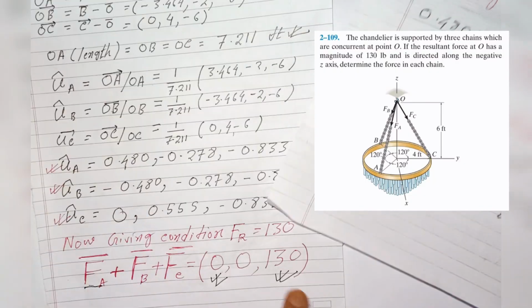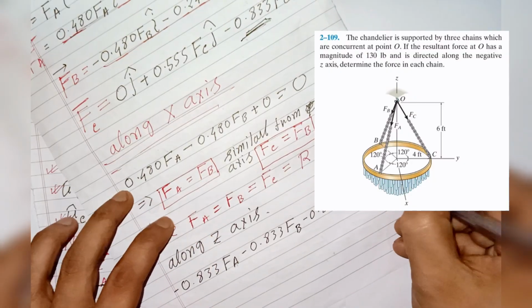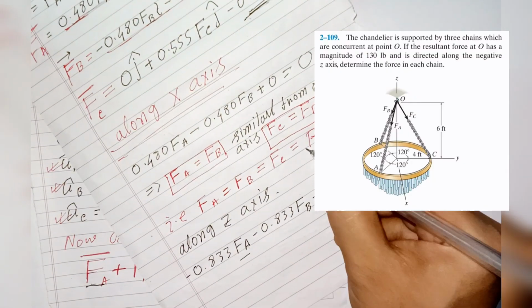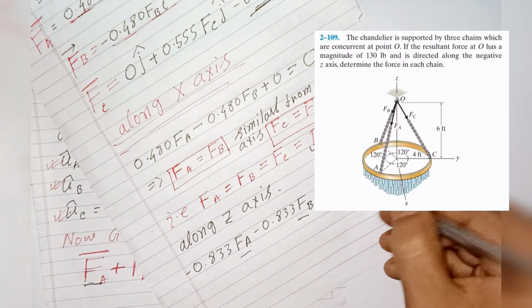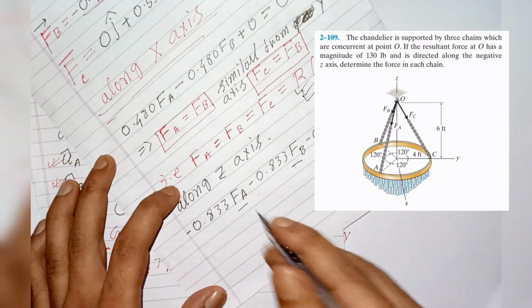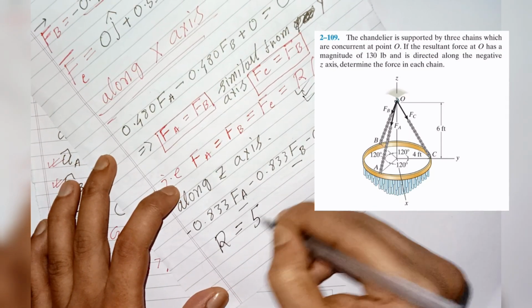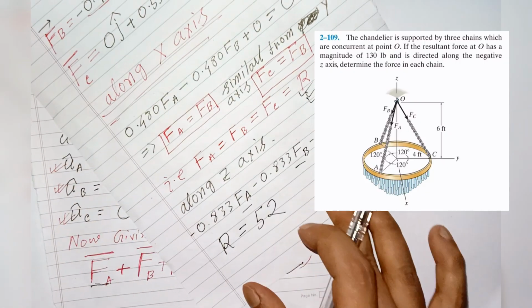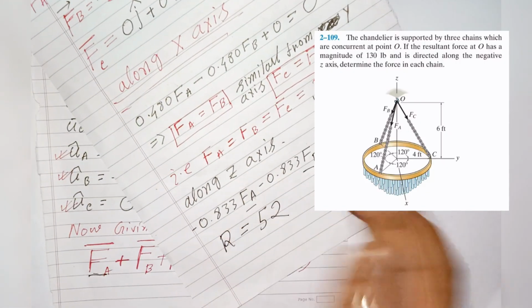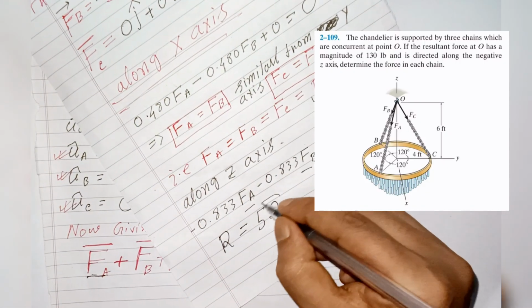Now the forces of all chains are equal. If F_A equals F_B equals F_C, which is R, let it be R. So replace F_A, F_B, F_C and put R. So R equals, if you calculate, the value will be 52. This will be the final answer.